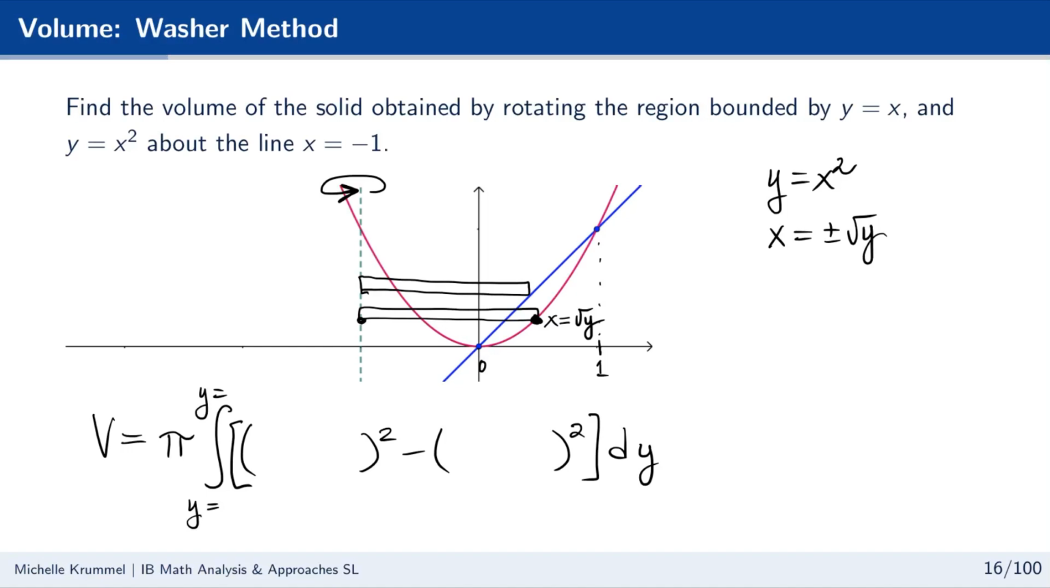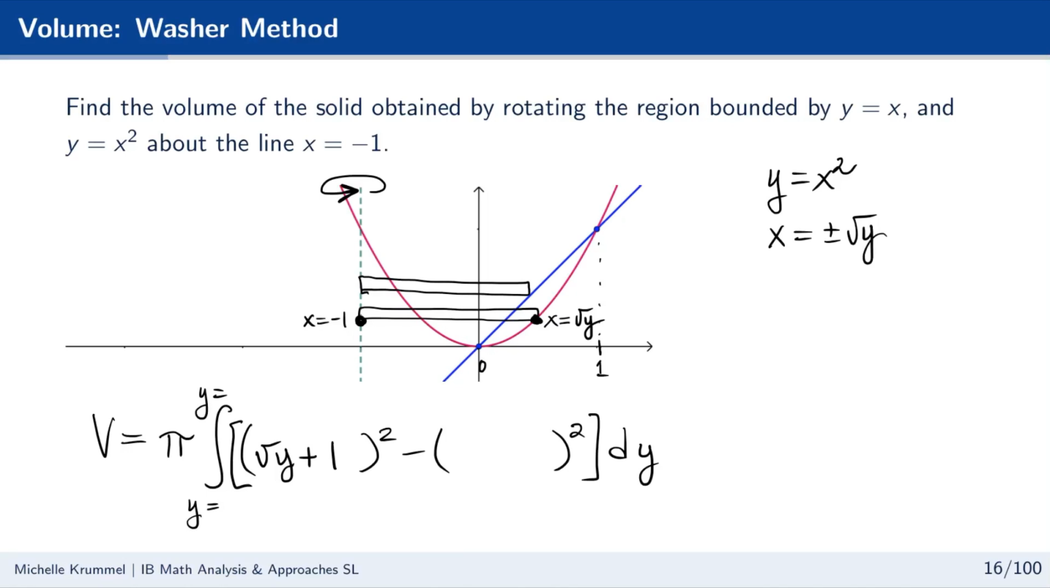Okay, then the left side of my rectangle is touching x equals negative 1. So for horizontal distance, we do the right x minus the left x. So root y minus negative 1. And that double negative makes it root y plus 1.